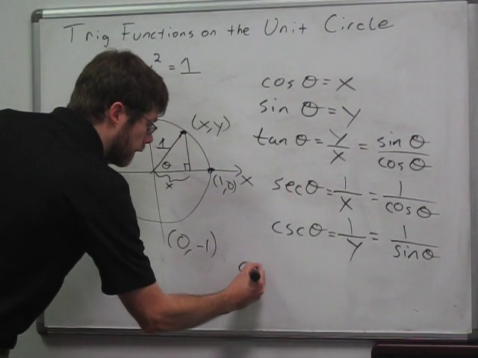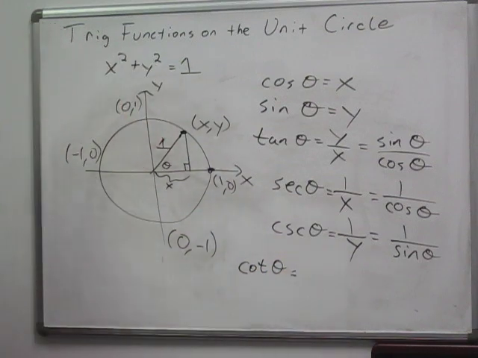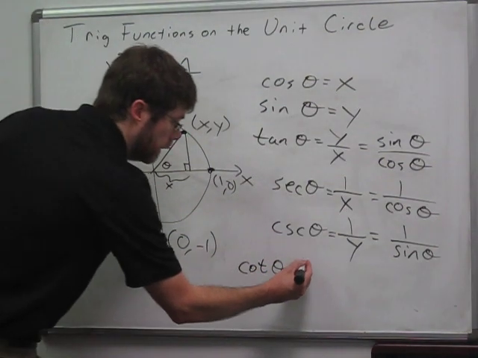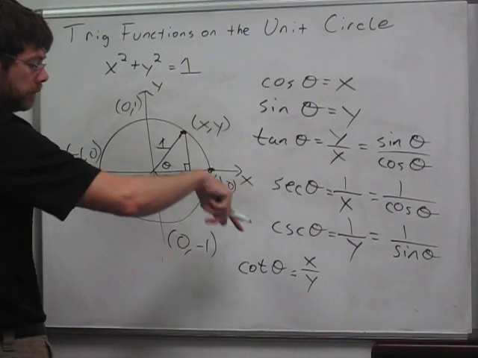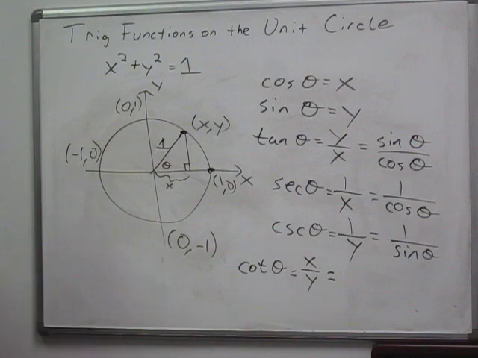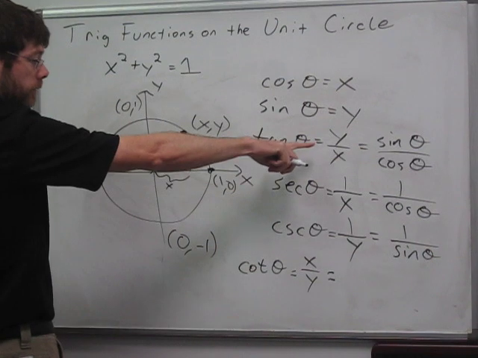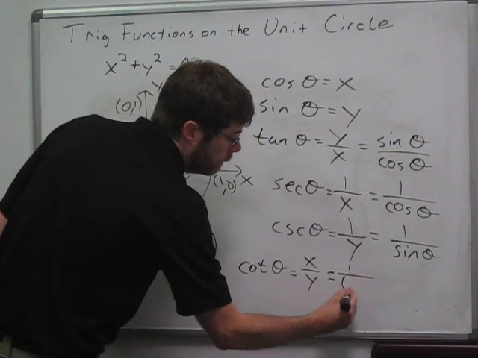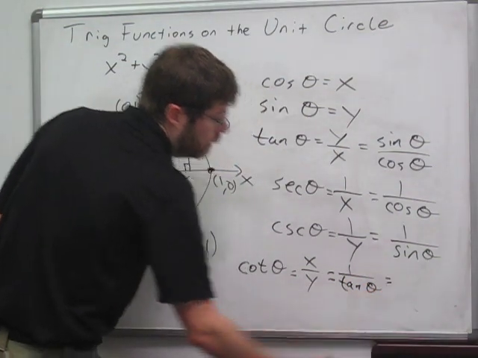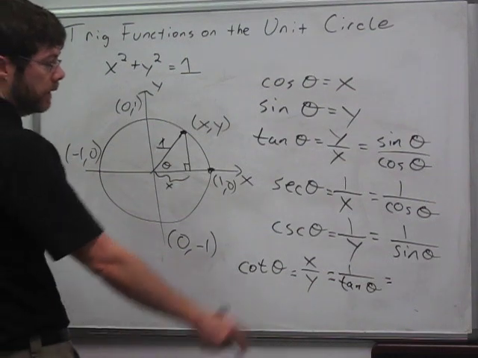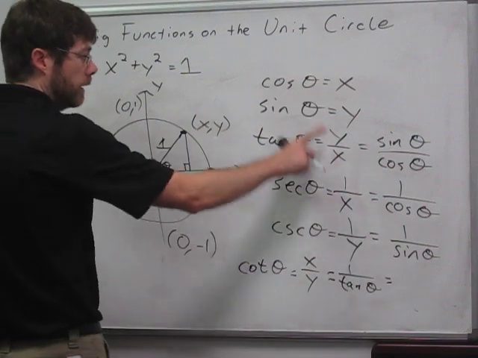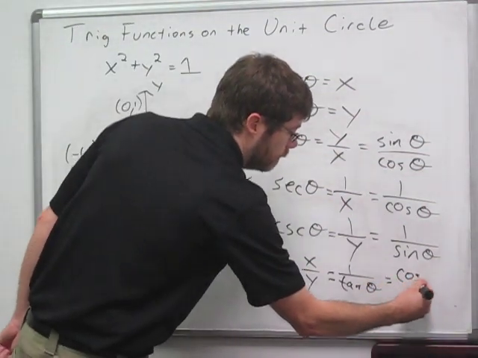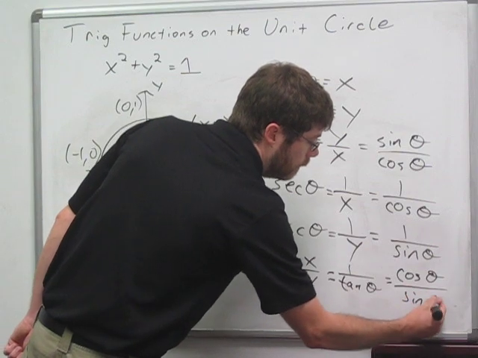Alright, last one, cotangent theta. By definition, this is the adjacent over the opposite for our right triangle. There are 2 ways to think about it. Cotangent theta is the reciprocal of tangent theta, which is going to be the reciprocal of this expression here. X is cosine theta, y is sine theta. So we can also think of this as cosine theta over sine theta.